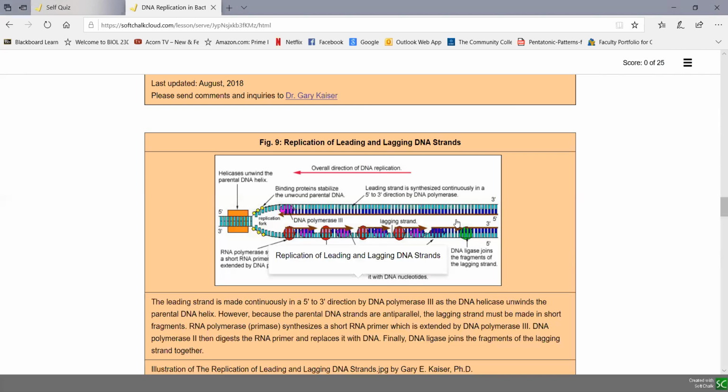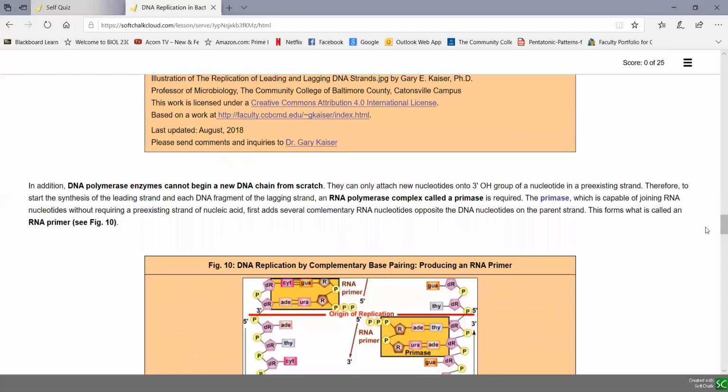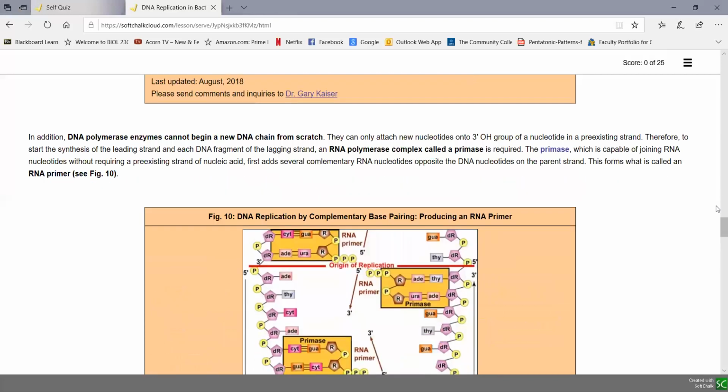So one strand can be made continuously all the way around the molecule because that's the direction of unwinding, but the other one, because of the direction of unwinding, has to be made in short pieces. Every time it unwinds, another short segment has to be copied. And then they have to be joined together by DNA ligase. And then it gets more complex.